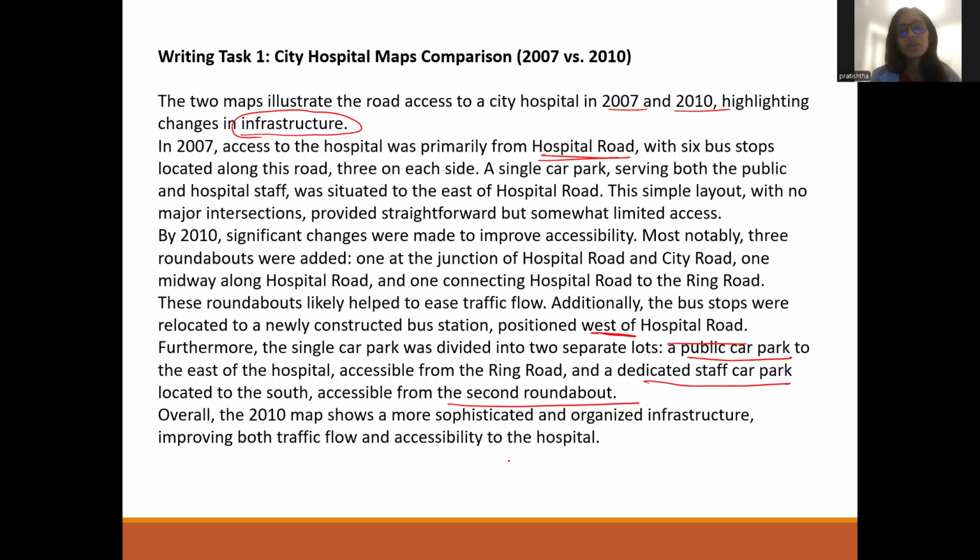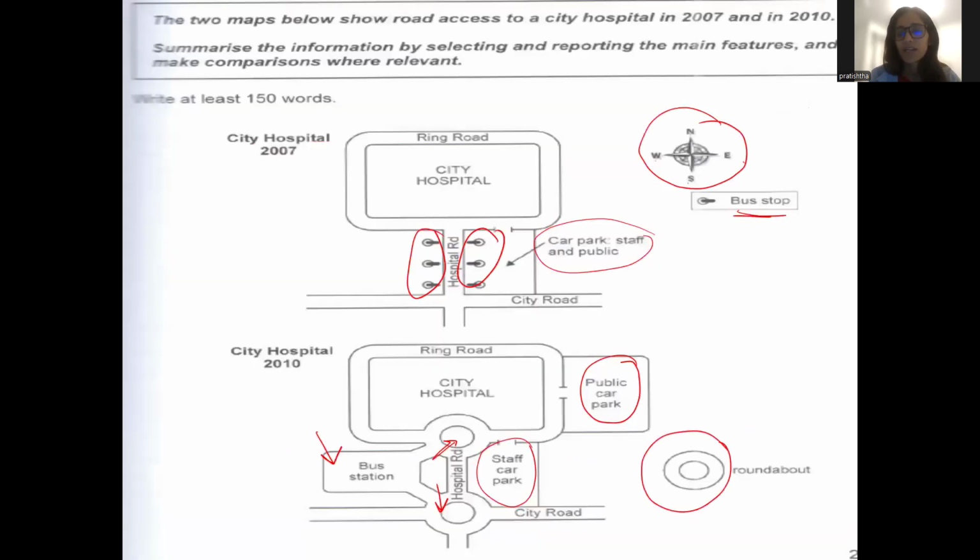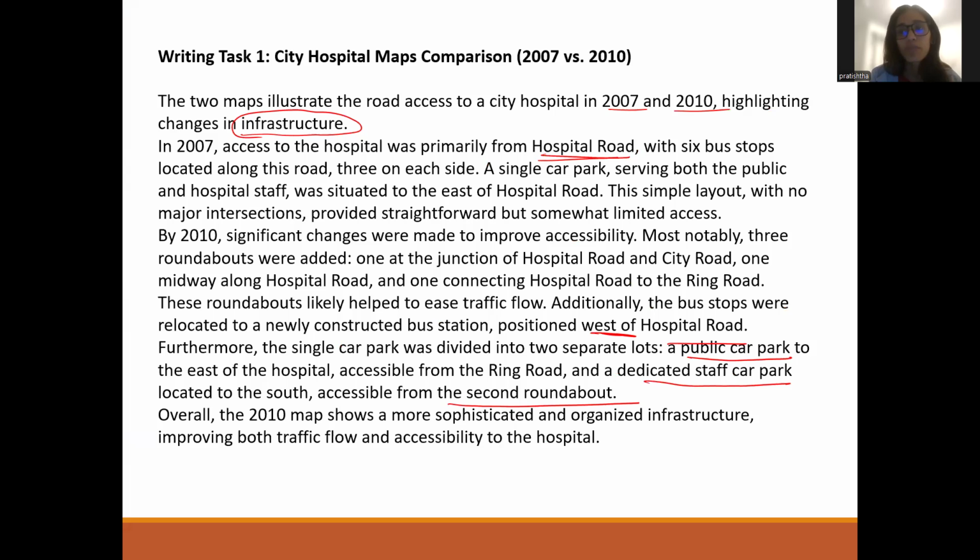So that is pretty much it about how you can go ahead and summarize your maps, right? You first have to analyze the whole picture, the whole image. After you analyze the image, then you would go ahead and start writing. So you need to plan out a little bit.